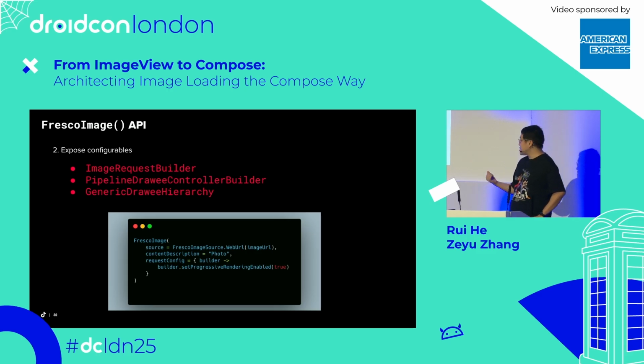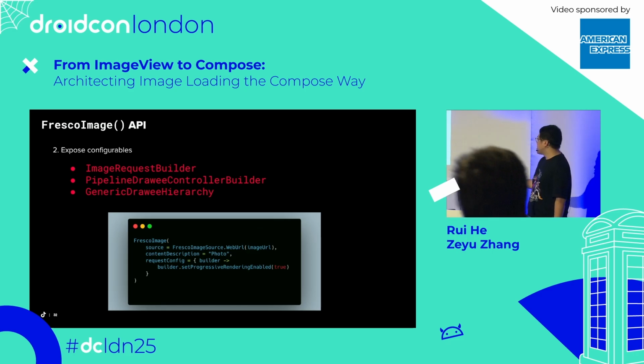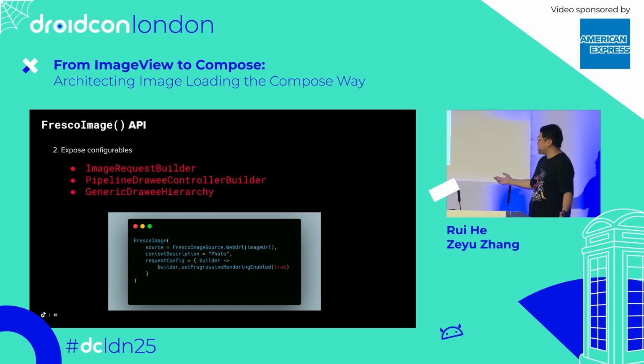The next big step is that we want to maintain the full power of Fresco, so we expose the necessary configurations as some lambdas. While building the Fresco image, we have the ImageRequest builder, the DraweeController builder and the DraweeHierarchy, and we expose them to the Compose interface so that within the scope of these lambdas, we can access the object and set whatever properties we want. For example, in the ImageRequest builder, we can get the builder and set it to decode progressive JPEG.